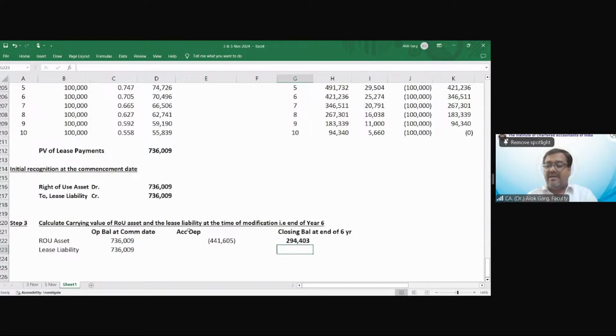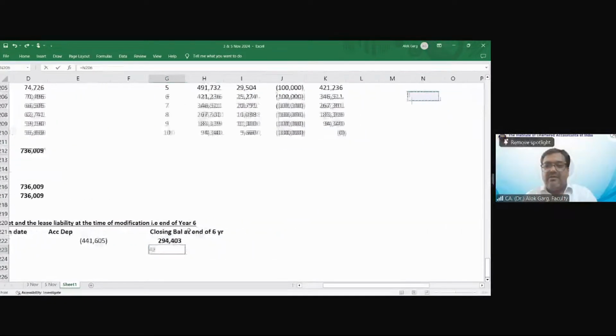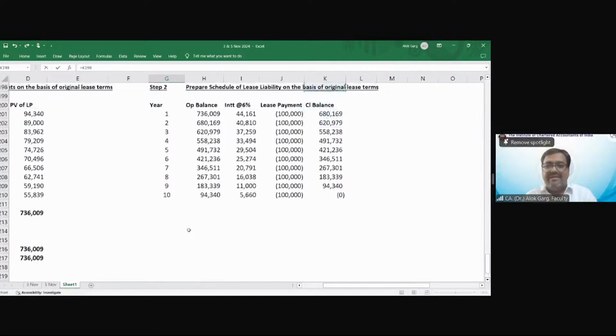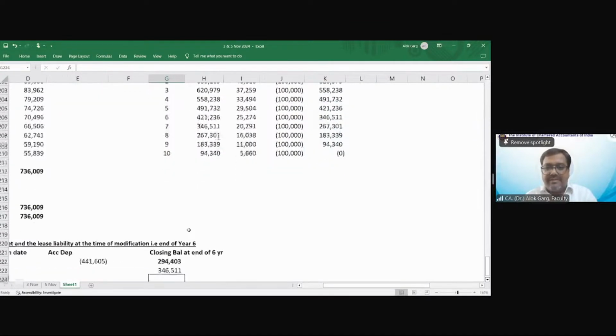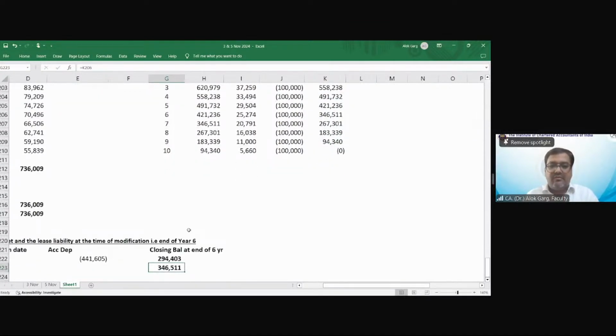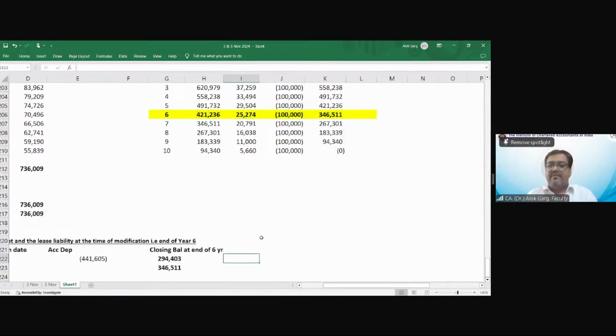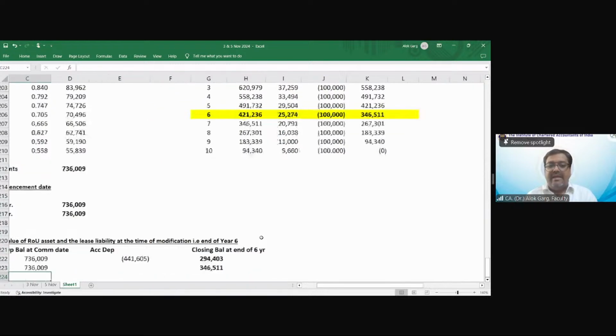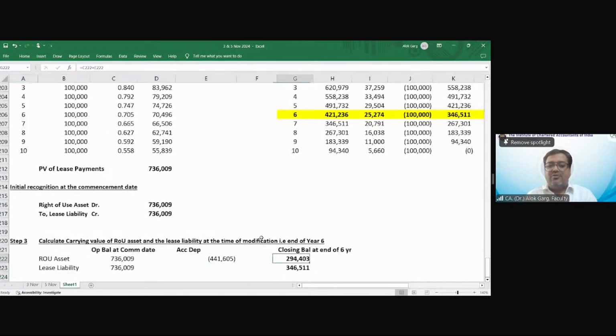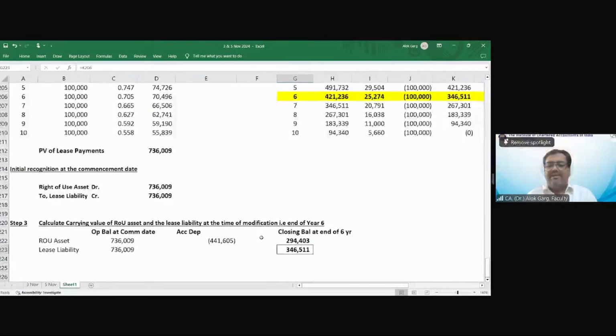How do you get the liability balance? Calculated in this schedule, sir. You have computed year wise in this schedule. End of year 6 closing balance. Yes, this is end of year 6. So my ROU asset is 294 and my lease liability is 346,511.